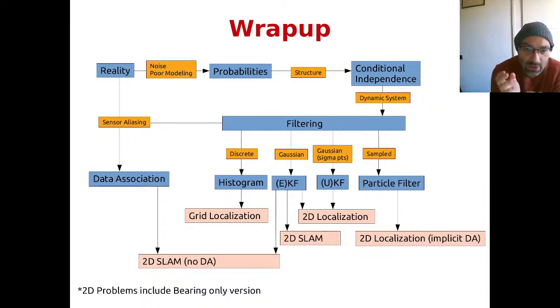And then, of course, on all these problems, on all these tools, we provided an implementation. For instance, in the case of the discrete filter, we used the grid. We have shown you grid localization. For the EKF, we implemented basically everything, 2D SLAM, 2D localization, and so for the UKF.